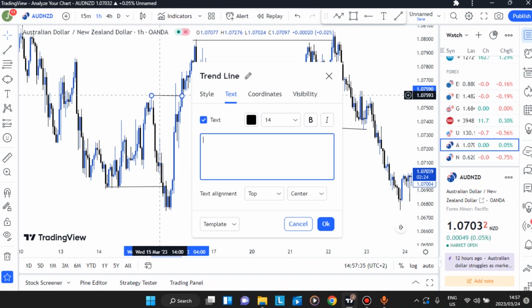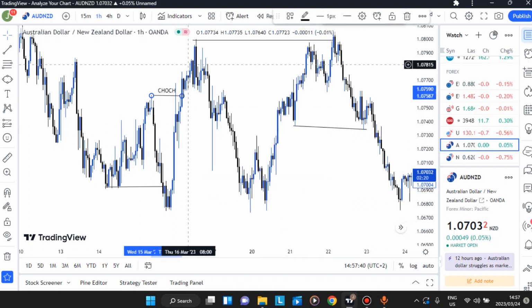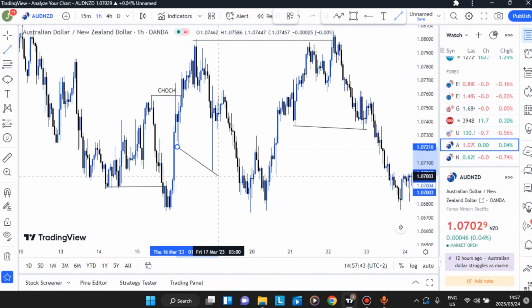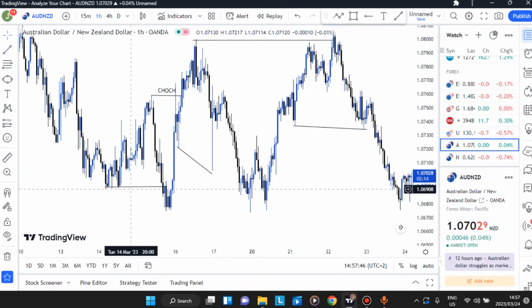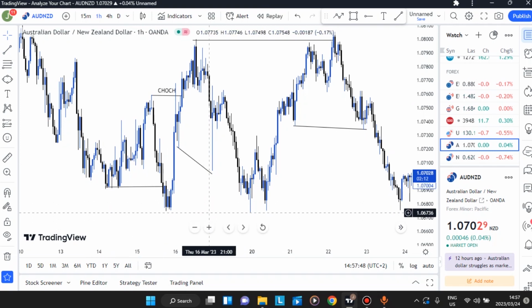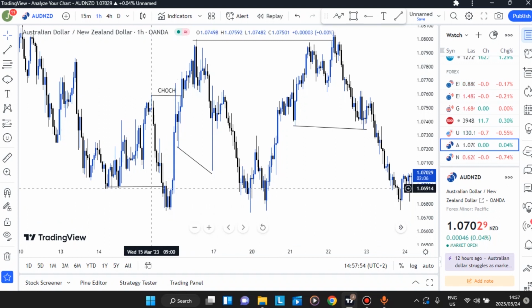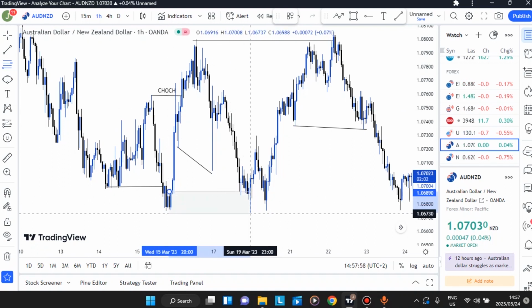I've taught these things many times, guys. Change of character. And the market started pushing to the downside, and then what did it generate? This liquidity over here. And then where's our QML here? Where's the order block that is supposed to be associated with the QML? It's this one over here. So this is our order block here.